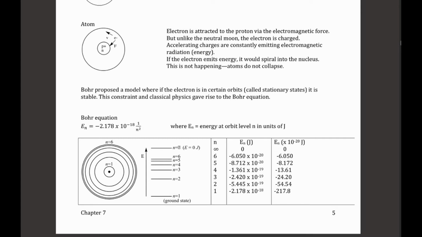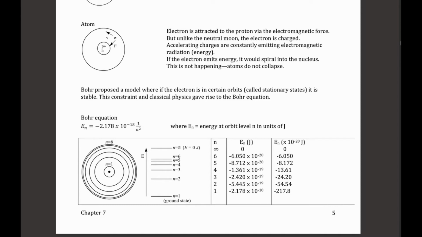Make those calculations for each of those orbits I'm showing there, and notice that when n equals infinity and the electron is completely separated from the atom, we would have in our equation negative 2.178 times 10 to the minus 18 times 1 over infinity squared. Well, 1 over infinity is 0, so the energy in that case is 0. Notice that the energies all have negative signs in front except for this E sub n equals 0.